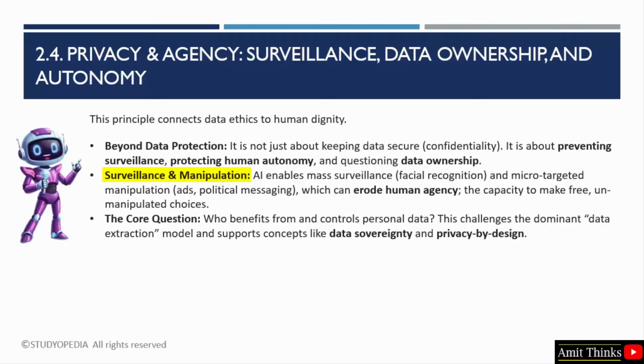The next one is surveillance and manipulation. AI enables mass tracking and targeted influence, which can undermine free choice. The core question: who controls and benefits from personal data? This challenges the data extraction model and supports ideas like data sovereignty and privacy by design.